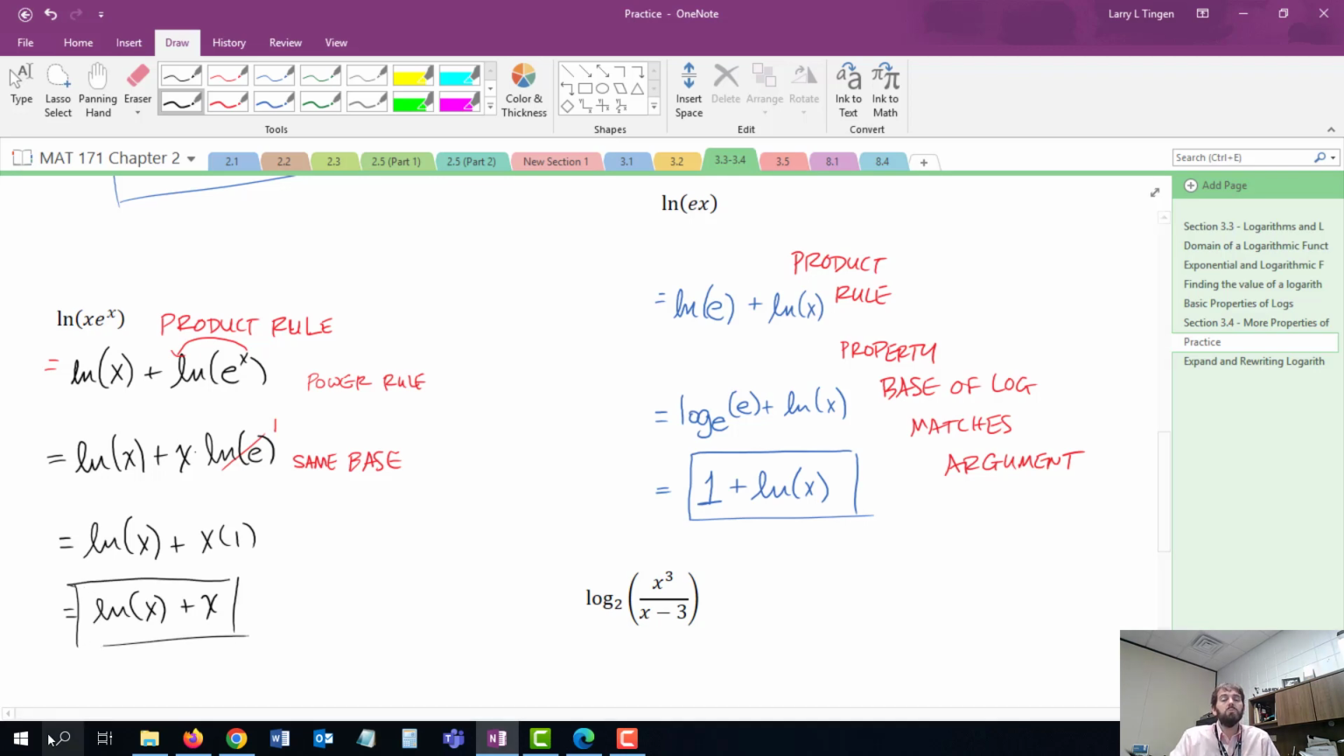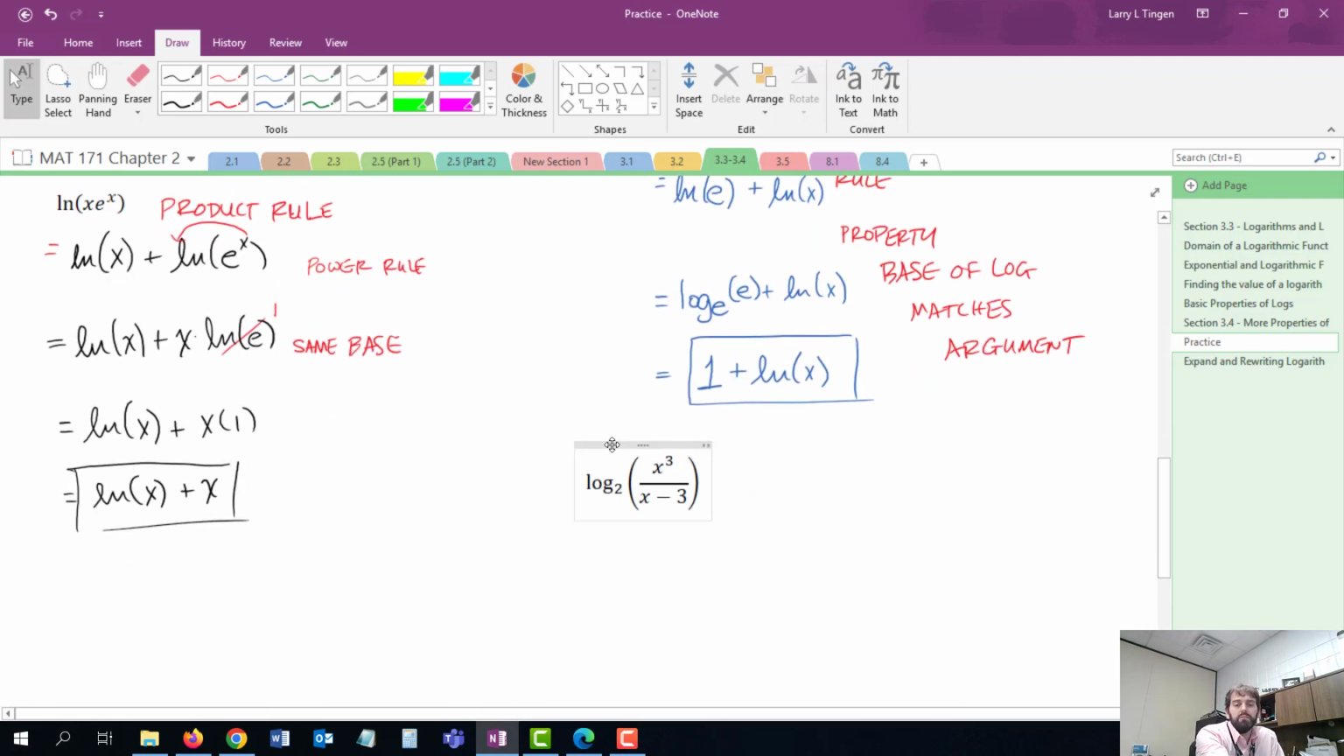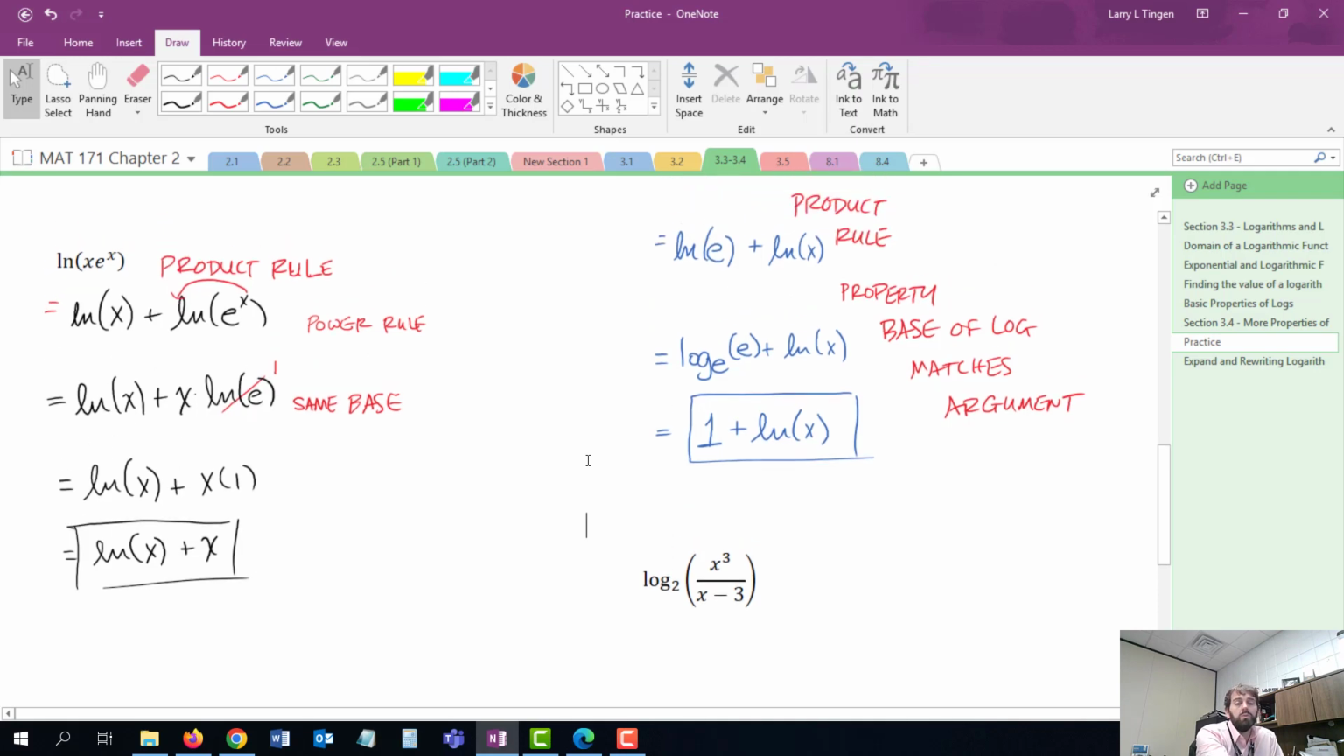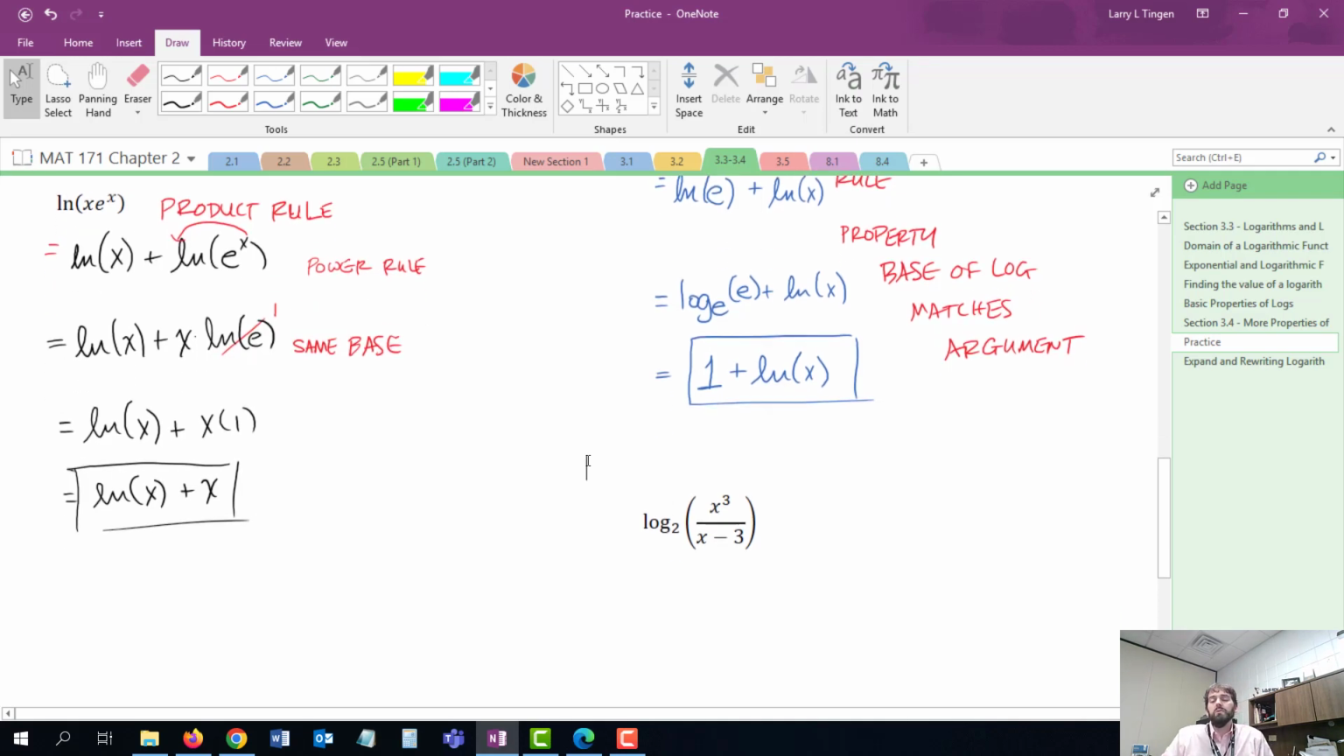I am going into more detail. If you're able to follow that or do that without writing the 1 here and then showing 1 times x is just x, that's absolutely fine. Remember, this is for everyone. We're in class, we're not in class, so I'm going to go into as much detail as I can. Next, I have log base 2 of x cubed divided by x minus 3.